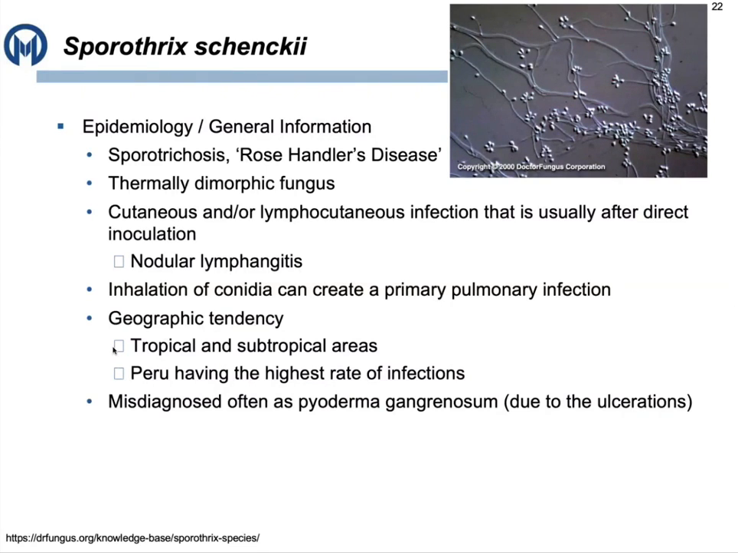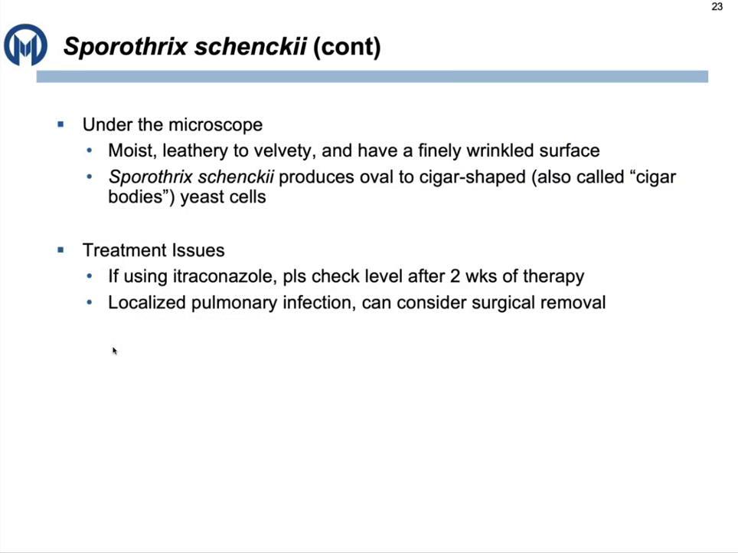Not a problem. So Sporothrix, unlike the other two diseases, it has this cutaneous, lymphocutaneous pattern going up from the direct inoculation, very specific type of pattern that not a lot of our other infections have. You can inhale the conidia as well for primary pulmonary infection. Yet another plague, don't go sniffing. You know, geographical tendency, tropical and subtropical areas. I found it fascinating that they say that overall Peru has one of the highest rates of infection, and that they're often misdiagnosed as pyoderma.